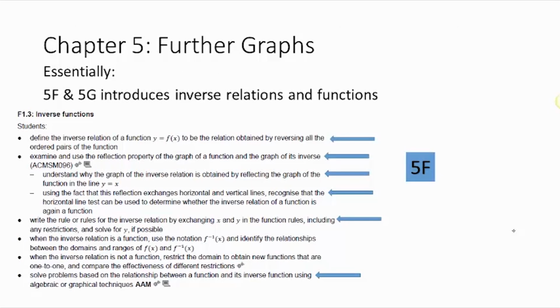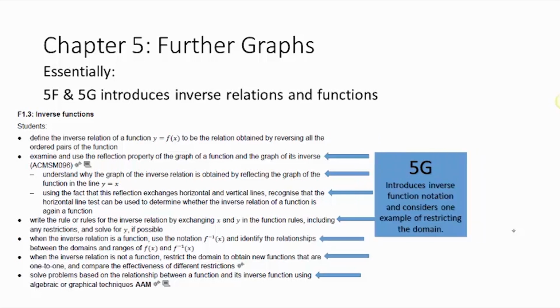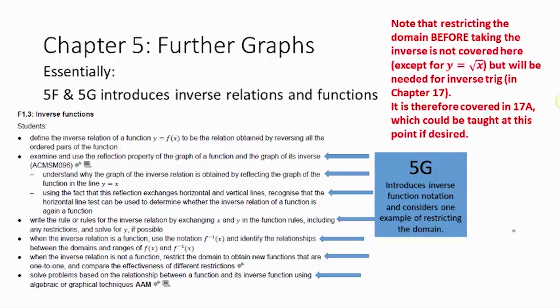5F and 5G form another unit of inverse relations and functions. So introducing that idea. You may remember this follows on from what we were doing earlier in chapter 3, 3I particularly, the idea of the horizontal line test. So we're going to reiterate that here. So introducing the idea of inverse relations, domain and range, and using the horizontal line test. And then in 5G, we actually introduce inverse function notation and briefly consider one example of restricting the domain.